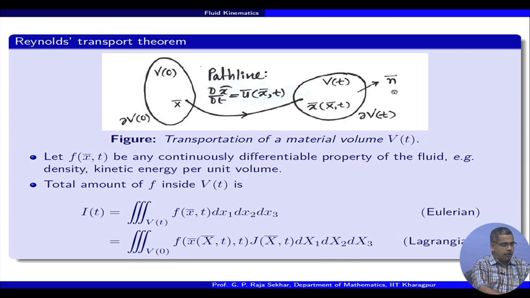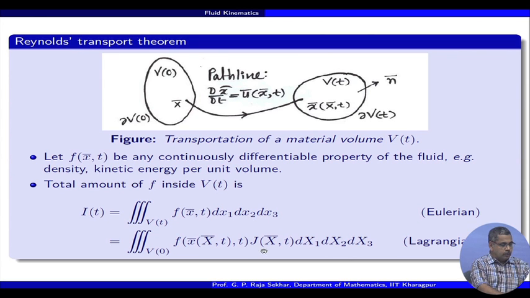So, we have indicated the normal as well here. Now we would like to understand, if there is any fluid property f which is continuously differentiable, how it gets convected and what is the rate of change of that particular fluid property over this volume element. Once you have f, the total amount is the integral of f over the volume element. This is the Eulerian description.